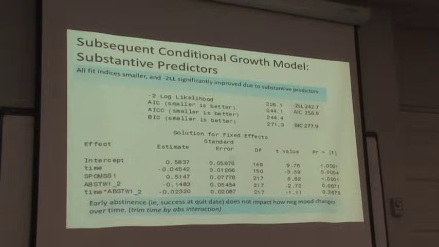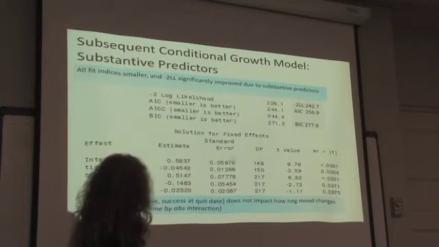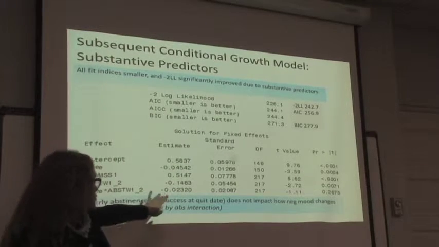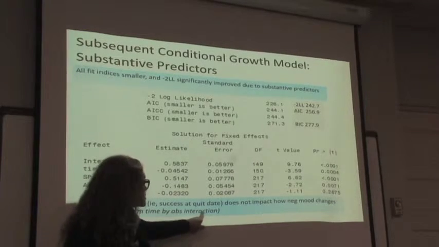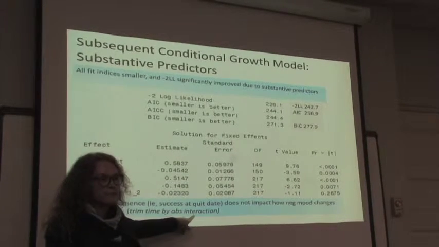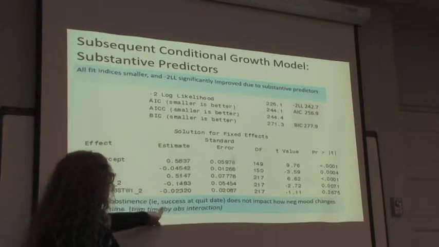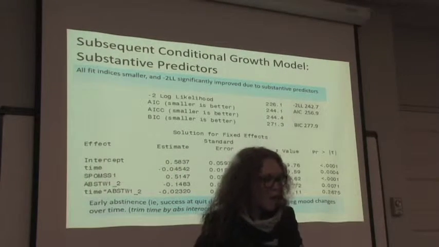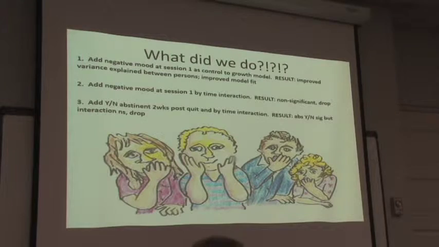Fit indices are smaller. The -2 log likelihood is significantly improved. These are from the last model. Here are our fixed effects results. Early abstinence, meaning success at quit date, does not impact how negative mood changes over time. So again, we're going to trim this interaction effect. But then we're going to move on to doing something totally different. You might think we're going to carry these two level 2 main effect predictors forward, but we'll see what we're going to do.